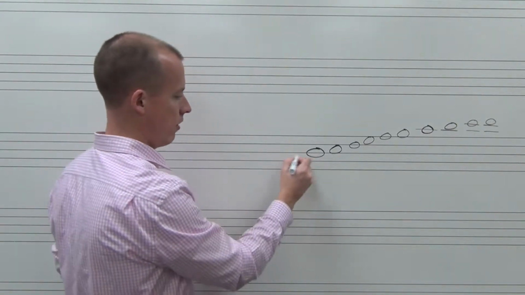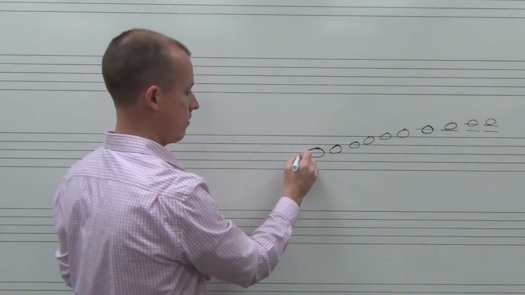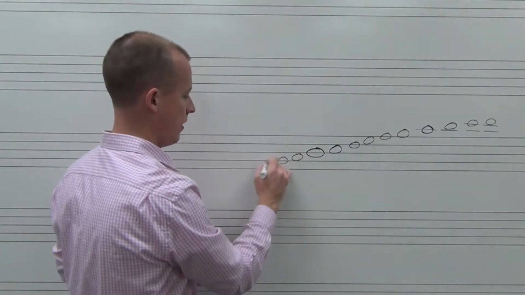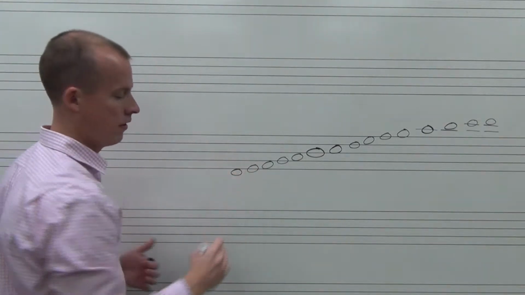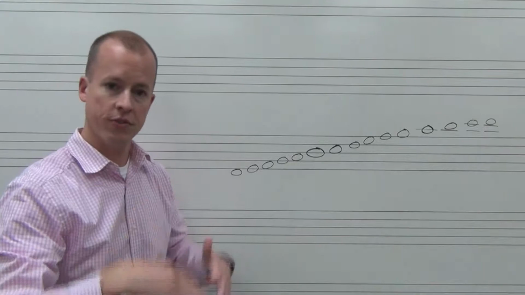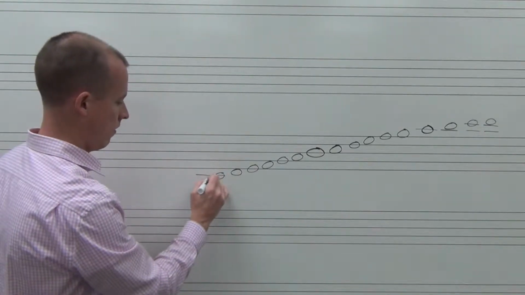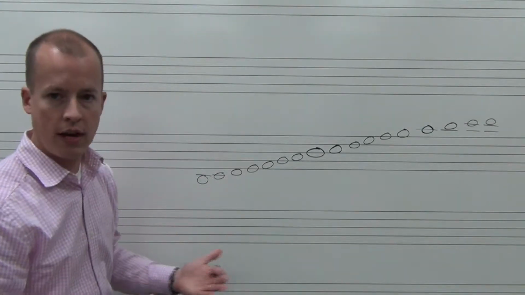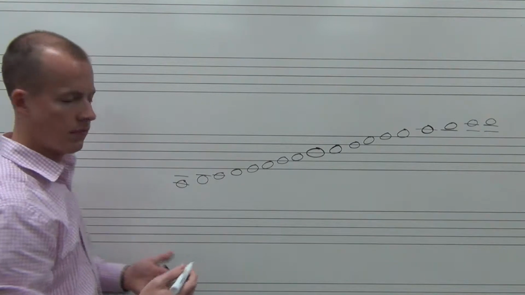To go lower, if this note is on a line, the next note down will be on a space. Then line, space, line. Then I can go below the 1st line. And now's where we need to start adding ledger lines for the low notes. And to keep going, I can add a 2nd ledger line. And that's how this works.